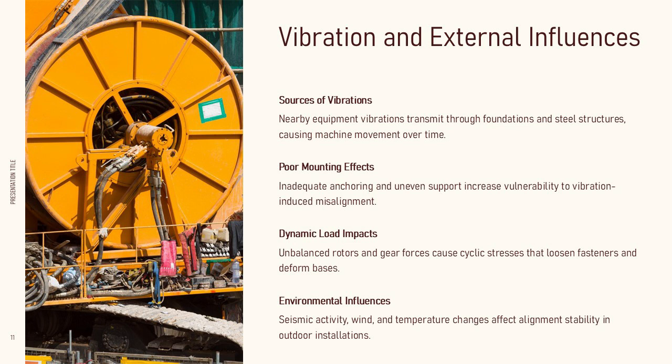Over time, these forces may loosen fasteners, deform baseplates, or shift machine positions. Environmental factors such as seismic activity, wind loads on outdoor installations, or temperature fluctuations can further influence alignment stability. Understanding these external influences is critical for equipment installed in complex or harsh environments. Mitigation strategies include proper isolation, structural reinforcement, and regular condition monitoring to detect early signs of movement or misalignment.